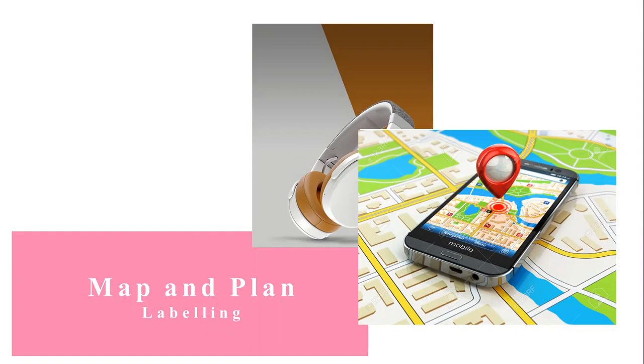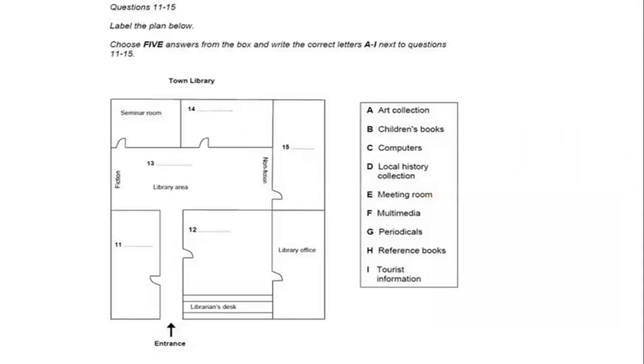In this type of questions, you will be given a map or a plan, atau denah, on your question book. It will look something like this. So you will be given a map and there will be labels here. Then you need to put the labels into the right place, the right room in this map, in this plan.